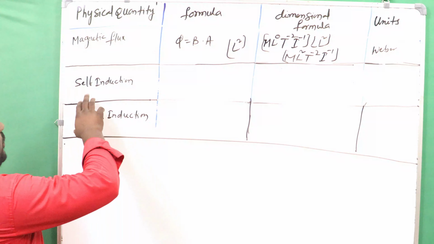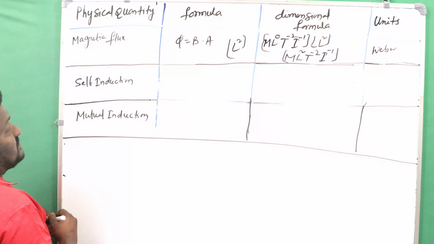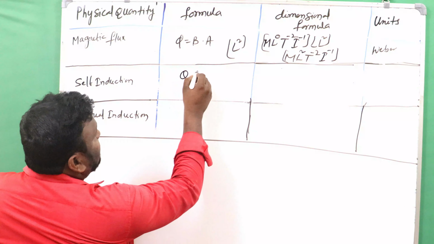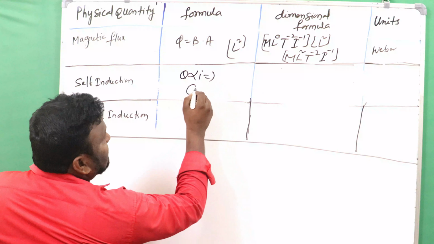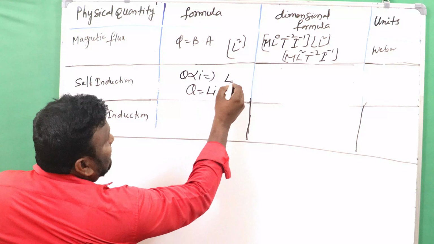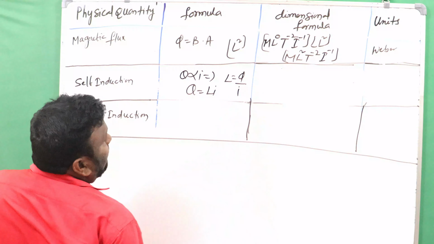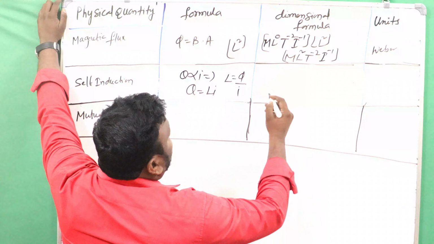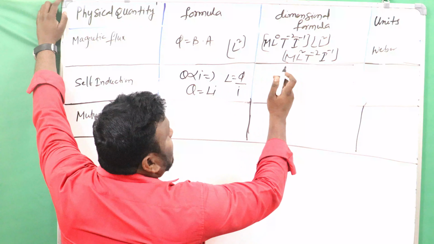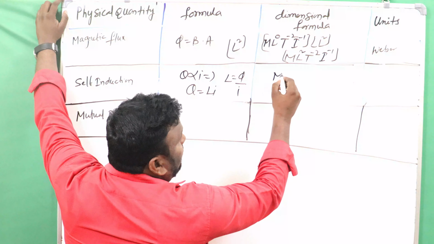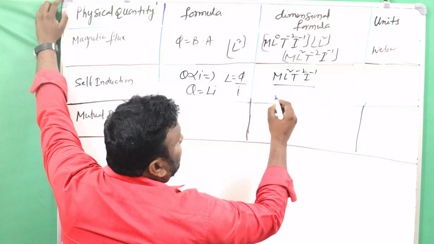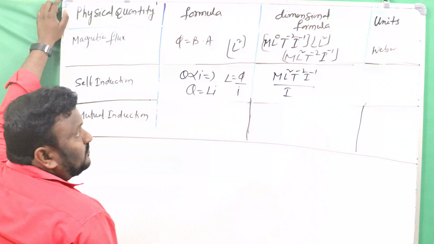Let's see another physical quantity, self-induction. Self-induction can be denoted by L. So phi is proportional to I, that implies phi is equal to L I. L is equal to what? Phi by I. What is phi? Magnetic flux. So the magnetic flux dimension formula is what? This one: M L square T inverse 2 I inverse 1, divided by current I.